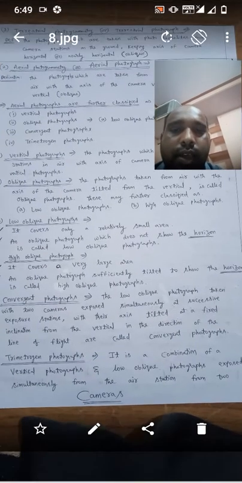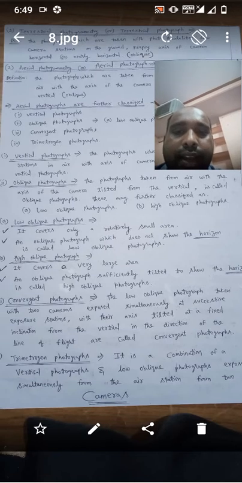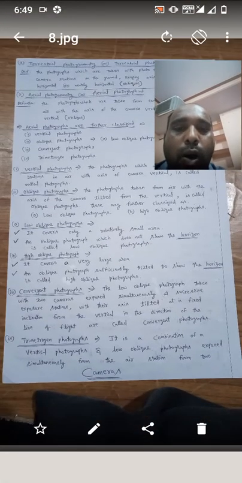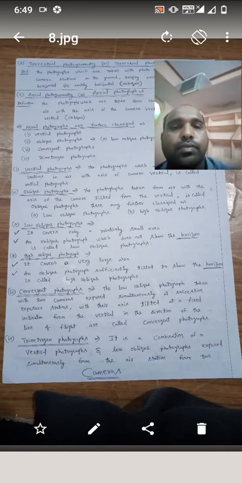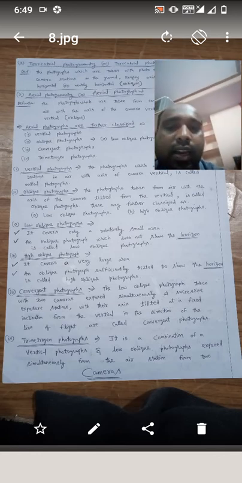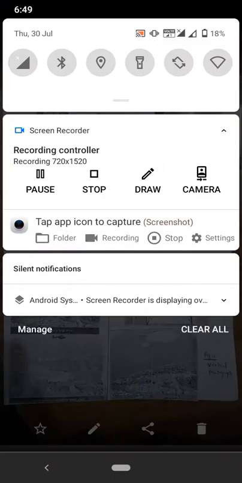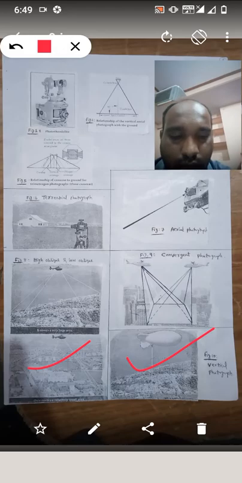Next, trimetrogen. It is a combination of vertical photograph and low oblique photograph exposed simultaneously from the air station from two cameras. So it is a combination of vertical and low oblique photographs exposed simultaneously from the air station from two cameras.